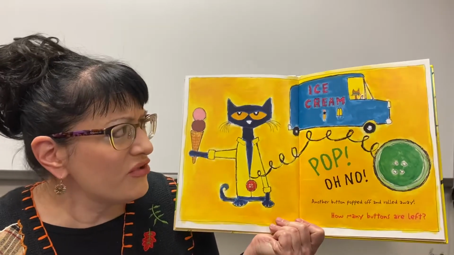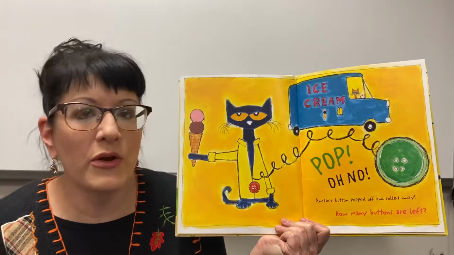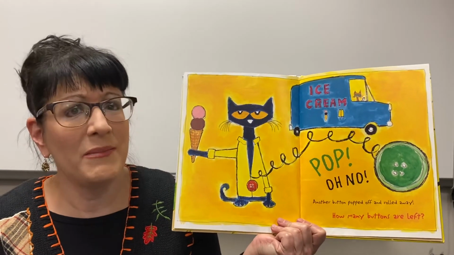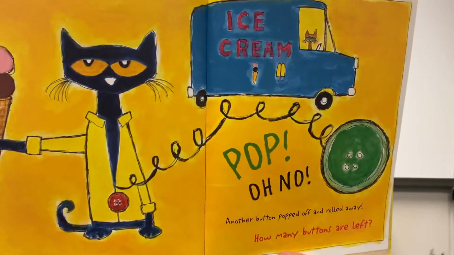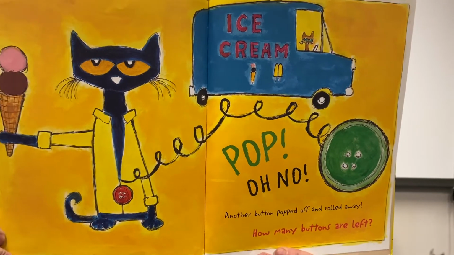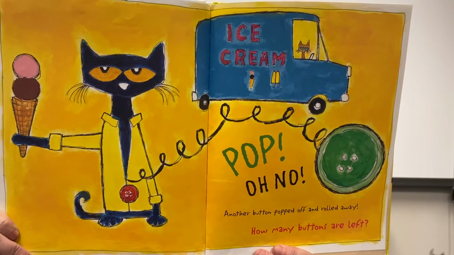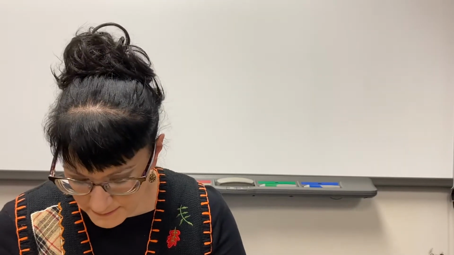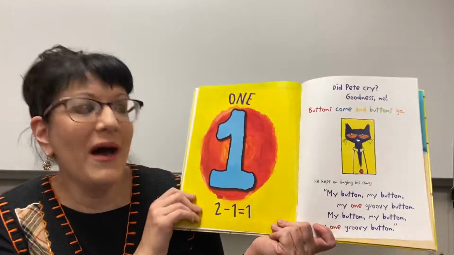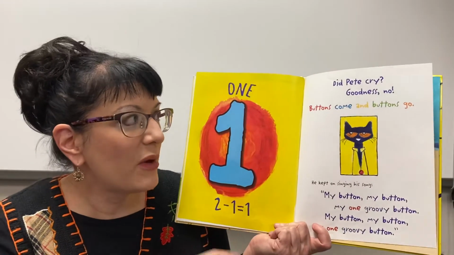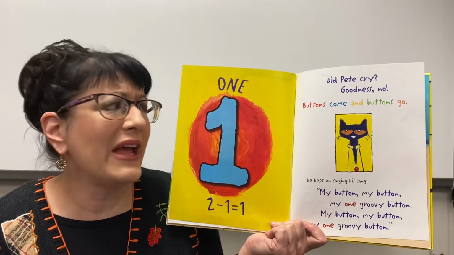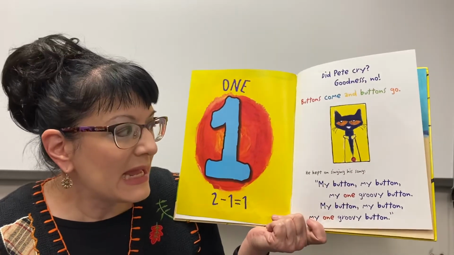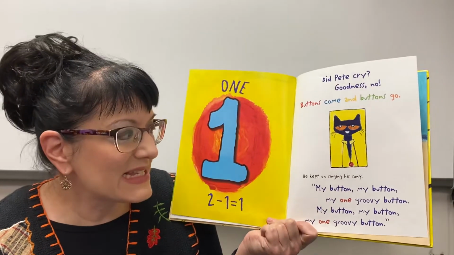Pop! Oh no! Another button popped off and rolled away. How many buttons are left? 1. 2 minus 1 is 1. Did Pete cry? Goodness, no. Buttons come and buttons go. He kept on singing his song.